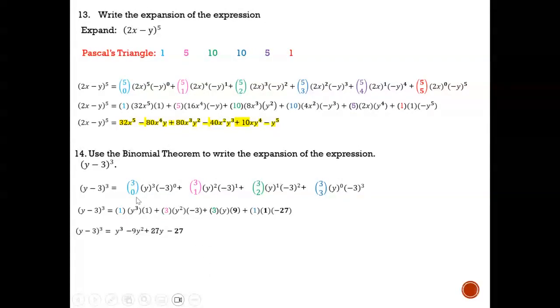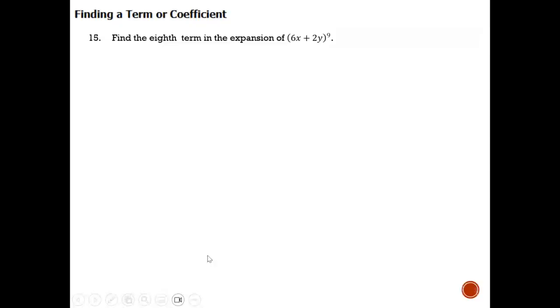But again, guys, what's good to know here is that the 3 combination 0, this number always matches the second term, which is this term here. You see, the 0 matches the 0 here, the 1 matches the 1 here, the 2 matches the 2 here, and the 3 matches the 3 here. It's crucial, guys, for the next problem that we're going to do.